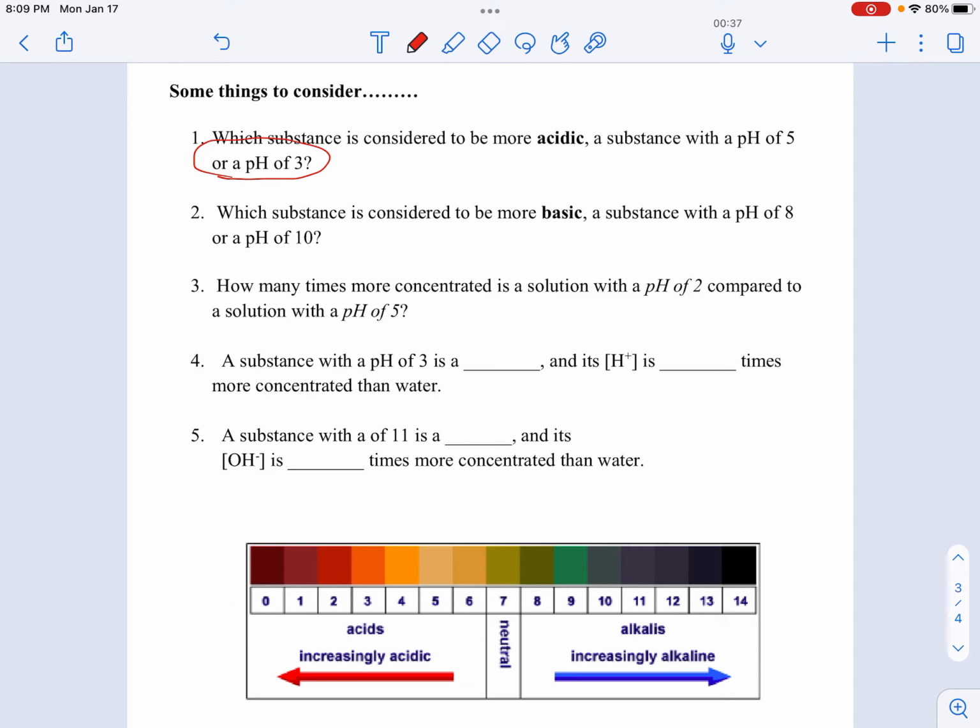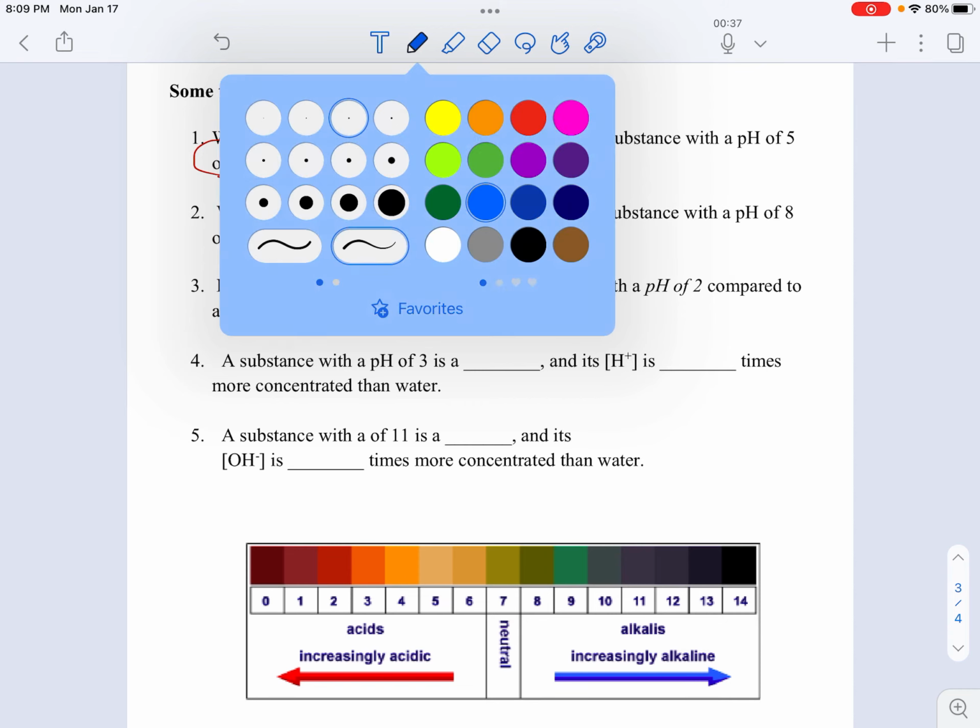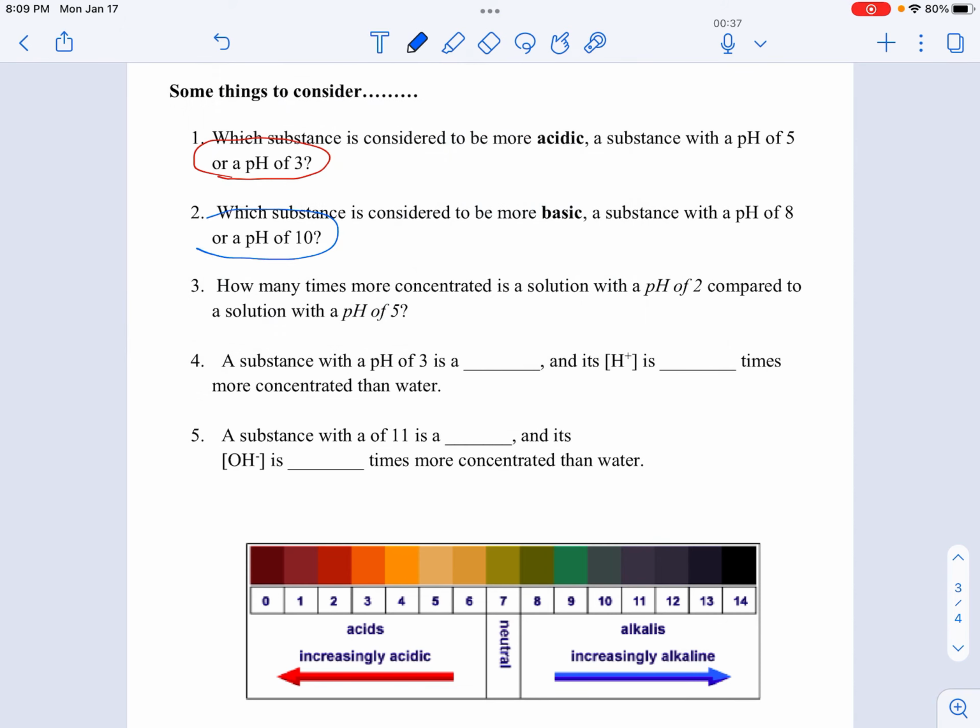Go to number 2. Number 2 says which substance is considered to be more basic? A substance with a pH of 8 or a pH of 10? Well, they're both bases because they're above 7. Which one is further away from 7? Well, that would have to be the pH of 10.